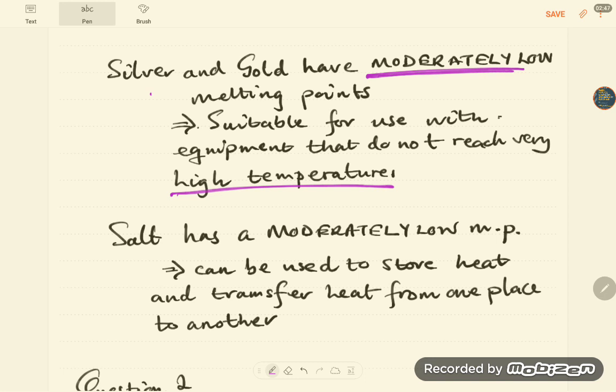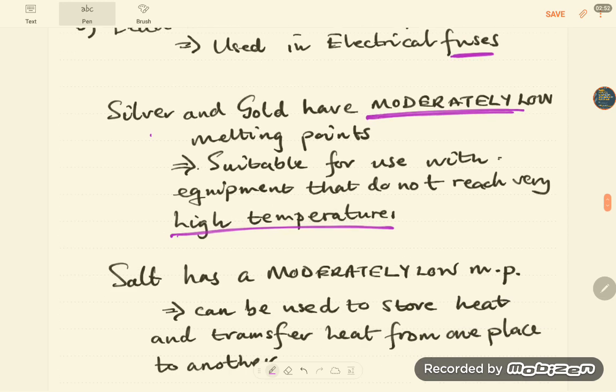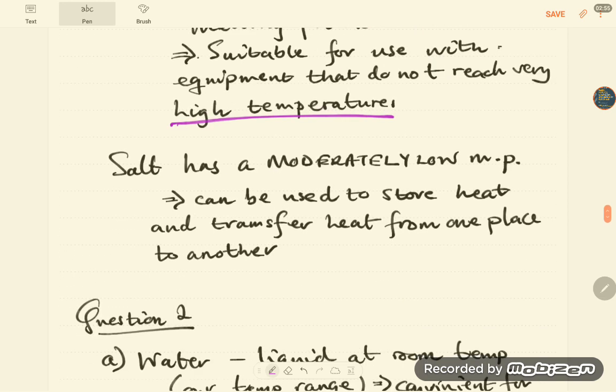All right. So the last one that we saw there is salt, which we're going to say has again a moderately low MP, a moderately low melting point, and it can be used, we said, to store heat or to transfer the heat as well, because once you melt it, it's a very good substance that retains the heat, so we're able to transfer heat between places, and when it gets there, it still retains that heat enough to be able to use to generate electricity during the night.